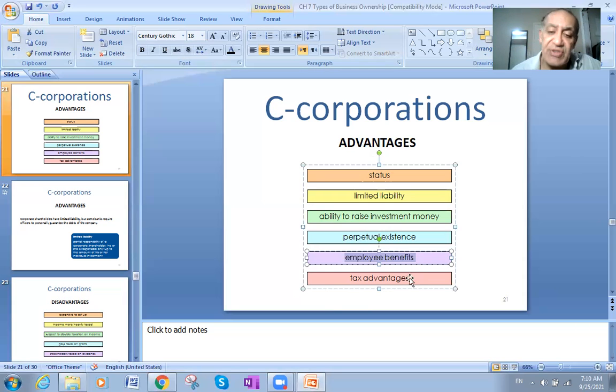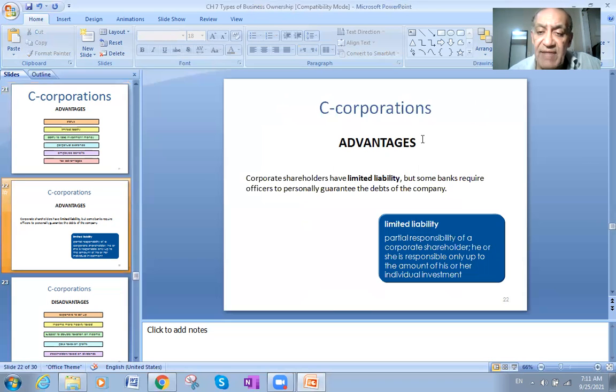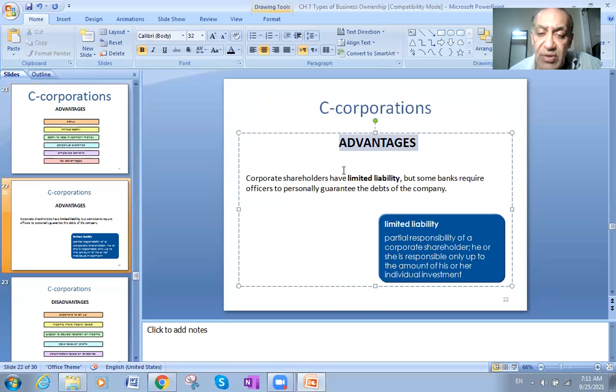Tax advantages also, you have in this company the tax advantages. Corporate shareholders will show now the tax advantages. Corporate shareholders have limited liability, but some banks require officers to personally guarantee the debts of the company.